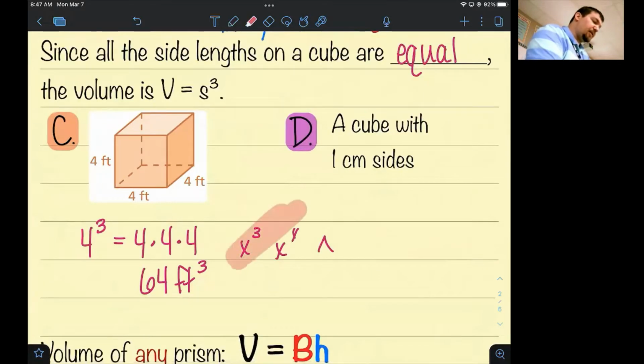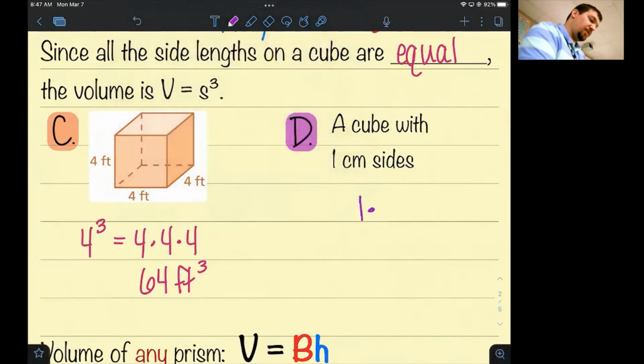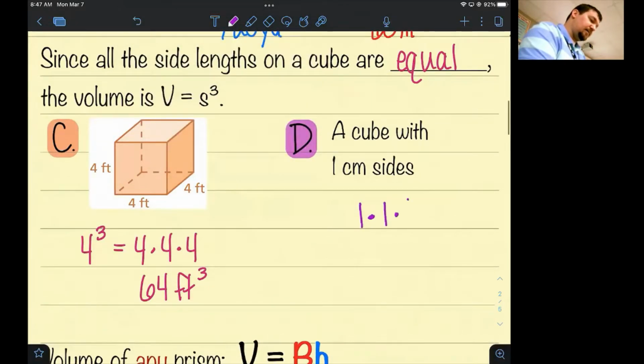Cubes are so easy, you don't even have to know what the shape looks like. They can just describe it for you and say it's got 1 centimeter sides. Well, that would mean that the length, the width, and the height, or the area of my base times the height, is 1 times 1 times 1. Parker, what's 1 times 1 times 1? 1. Yeah. You're like, how did that change my answer? Well, it's 1 cubic centimeter. Not 1 centimeter, 1 cubic centimeter.